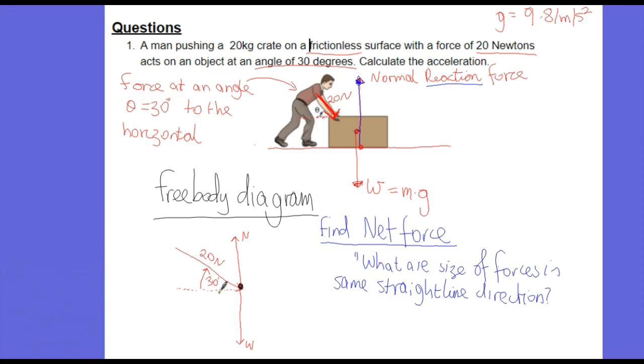We've got this one on an angle, sure, but every force on an angle can then be broken down into a vertical part and a horizontal part. Now these are called components. So we've got a horizontal and a vertical component.